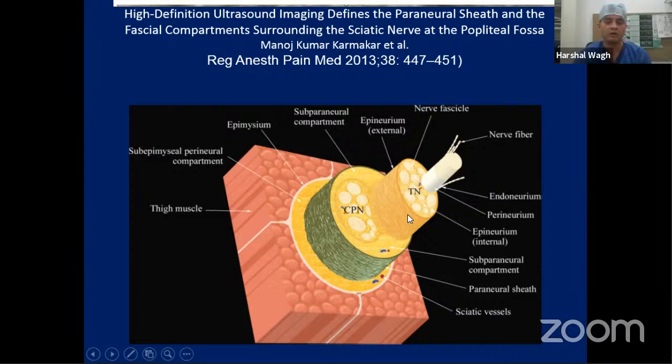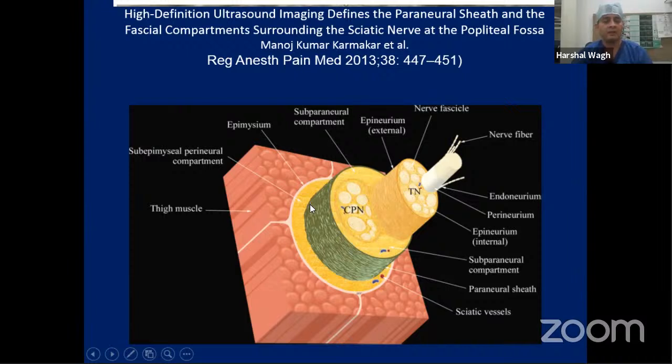They use an analogy of legs and trousers. The epineurium externally is the skin of one leg, which is the covering of one nerve. The external epineurium is the covering of the other nerve. Then there is a paraneural cover, which represents the trousers, and below the paraneurium is a potential space, which is the subperineural compartment. There is also a potential space between the epimysium of the muscle and the paraneural layer, which is the subepimysial layer as well.